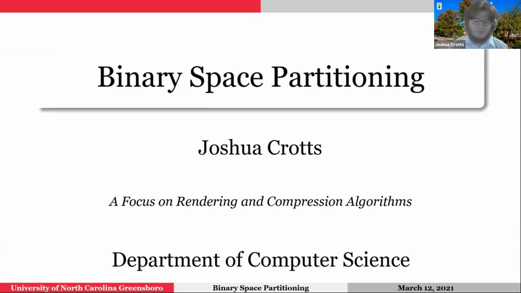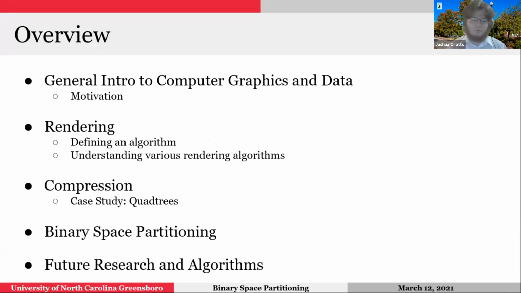Today I will be presenting my research on binary space partitioning with a focus on rendering and compression algorithms. All right, so let's get started. We're going to begin with a brief overview of what computer graphics and data consist of, or in other words, why I decided to do this. Then we'll talk about rendering, what it is, and what an algorithm is, as well as how a computer draws things. Then we'll switch gears and talk about data compression with particular emphasis on something called quad trees. That'll be our little case study. After this, we'll actually jump into binary space partitioning and end off with a short discussion on some non-conventional ideas and research that I've thought of and experimented with.